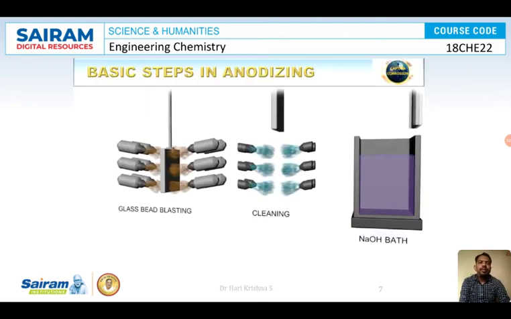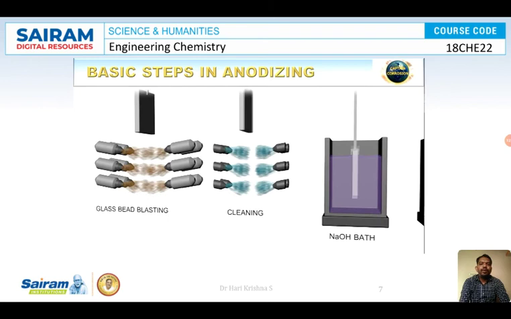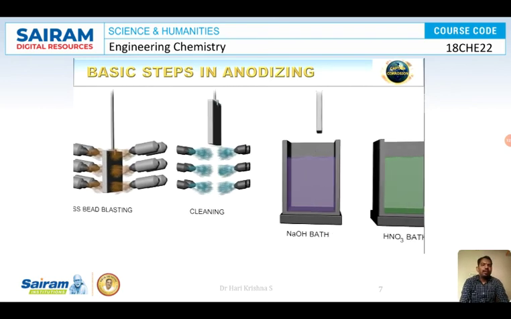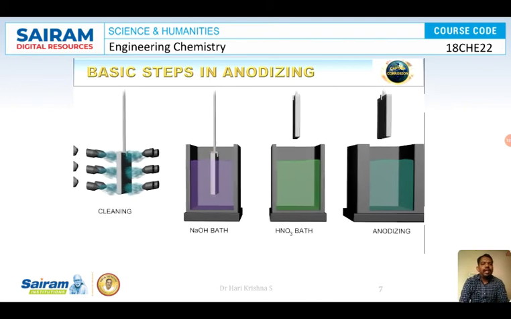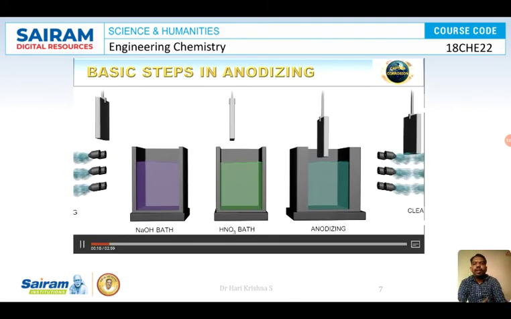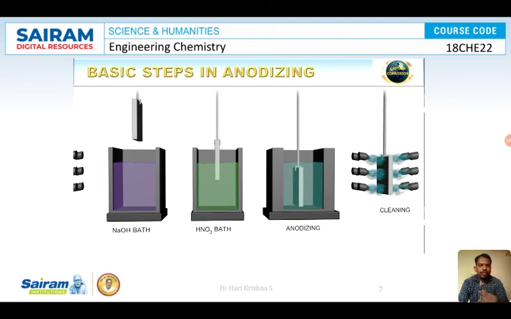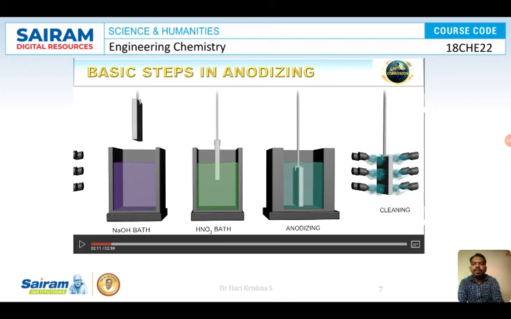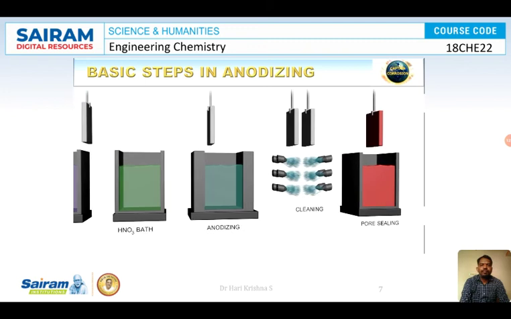There is a small animated video which shows the anodizing process. Just have a look over it, including the cleaning process also. After anodizing, it will be dipped in hot water. The aluminum will have small pores, and in order to close those pores, it will be dipped in hot water. The pores will be completely closed. You can just have a look at the anodizing process here. So let's cover them one by one.